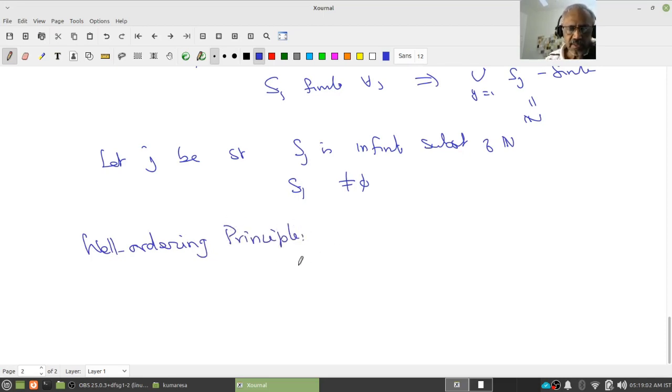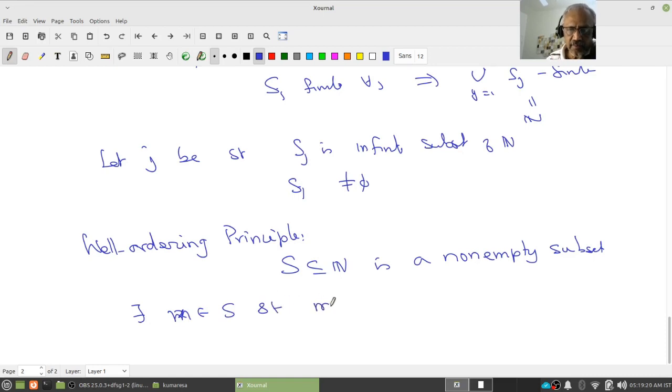What does it say? If S is a non-empty subset, then there exists an m in S so that m is the least element of S. That is, for all n in S, m belongs to S and m is less than or equal to n.